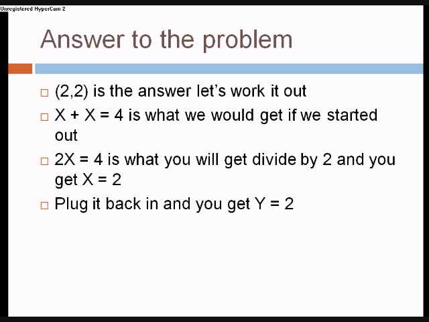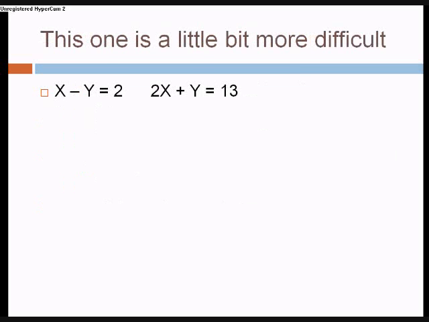The solution is 2, 2, and that's what happens when you work it out. That is because x plus x equals 4. And that's what you should have gotten when you worked it out. And you get 2x equals 4, and then when you divide, you get 2. Plug it back in, you plug the x value in, and that's a 2, and you get y equals 2. So that's your answer, 2, 2.